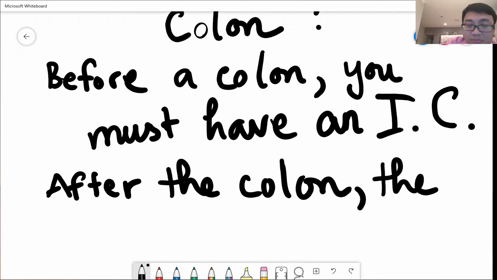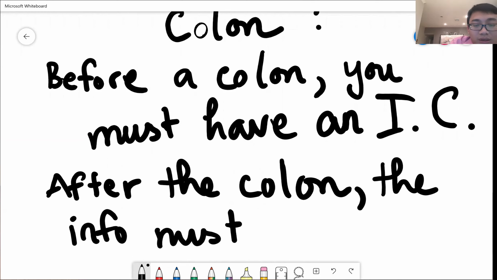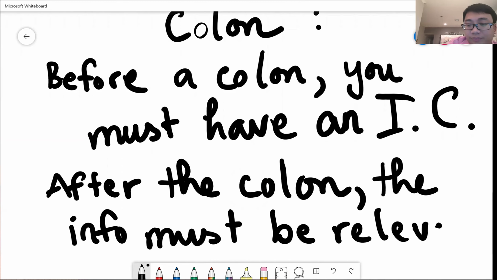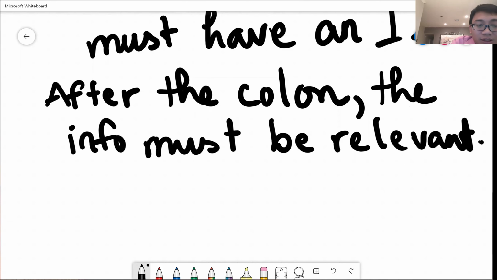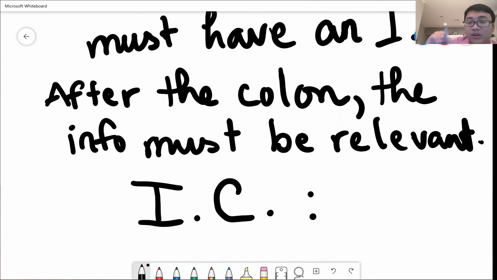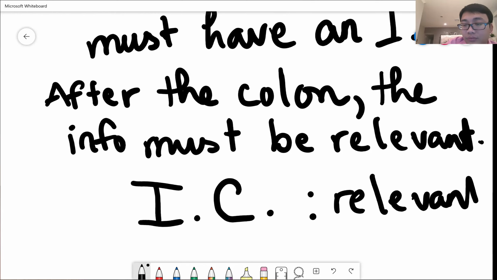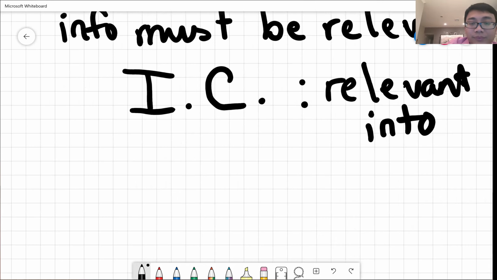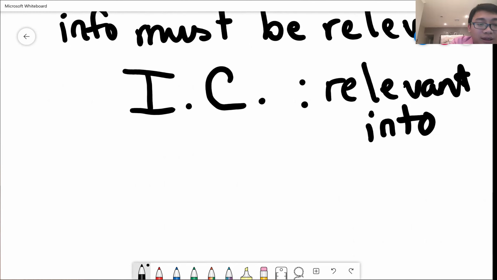The information must be relevant. So here's a formula. You have an IC, independent clause, colon, and you have relevant information. What do I mean by that? Okay, an example.